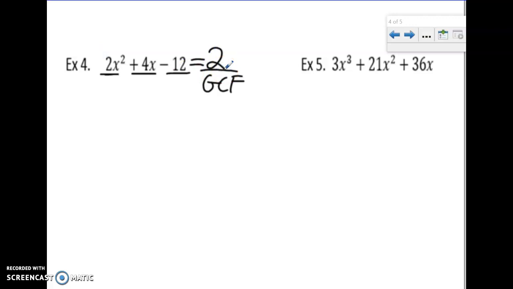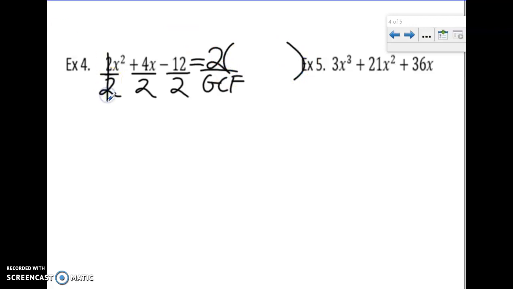Of course it can. 2 can go into any even number. So now that I've got the 2, what about a variable? I've got 2 x's here in the front, 1 x in the middle, but then no x in the third term. So if there's no x in all 3, it can't be a part of the GCF. It's not something that they all have in common. So I only divide by 2, no variable. I got parentheses here because whatever I get after I divide will go in those parentheses.